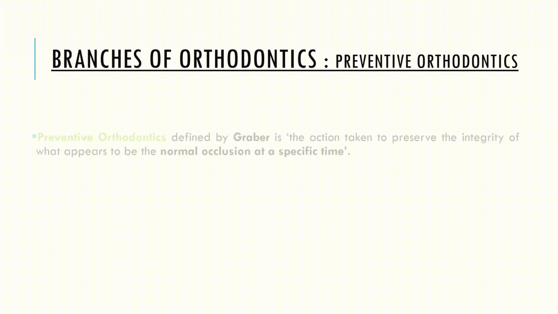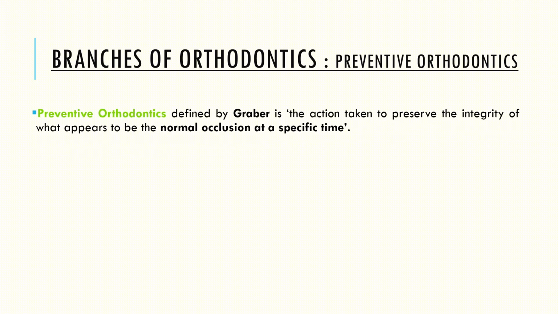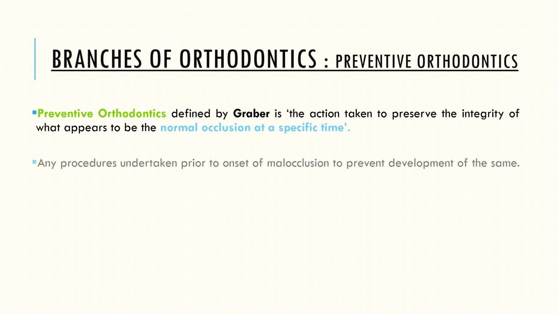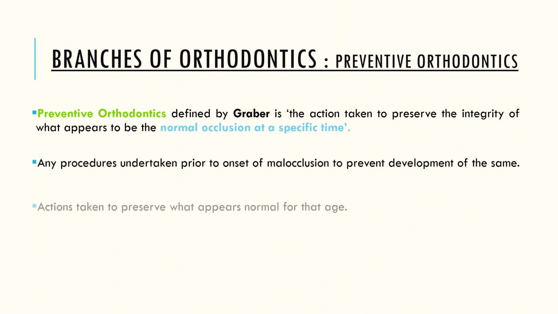Preventive orthodontics, as defined by Graber, is the action taken to preserve the integrity of what appears to be normal occlusion at a specific time. Here it is important to understand the term normal. The concept of normal changes with time. Normal dentition at 6 years of age is not necessarily normal at 16. Hence, the terminology normal at a specific time or normal at that particular age is important. So, basically, preventive orthodontics are procedures undertaken prior to the onset of malocclusion so as to prevent development of the same.